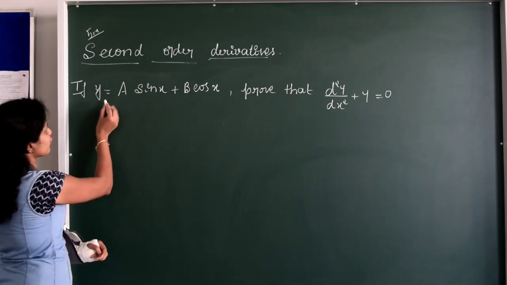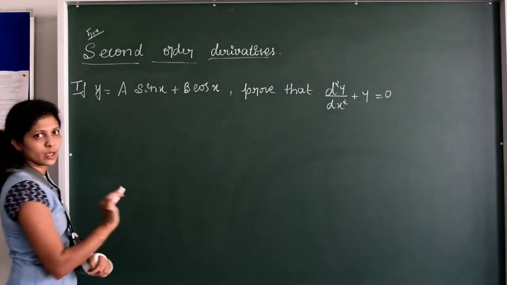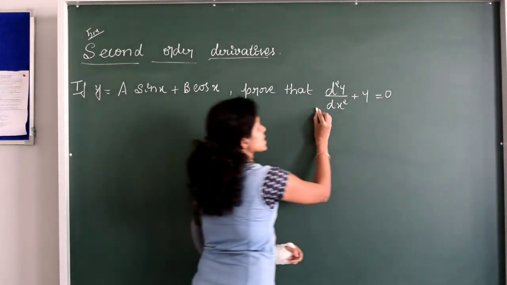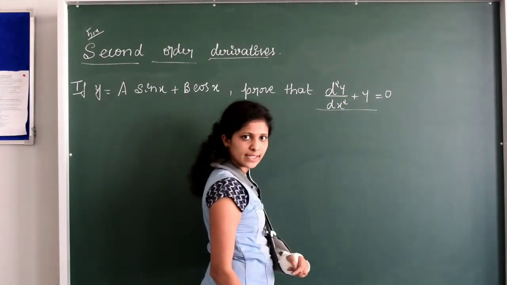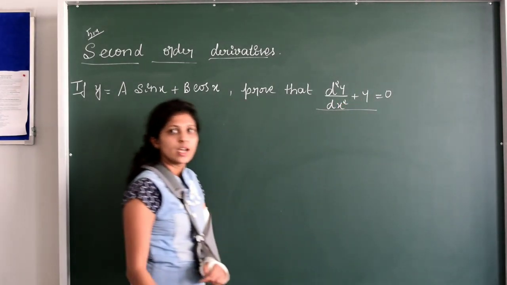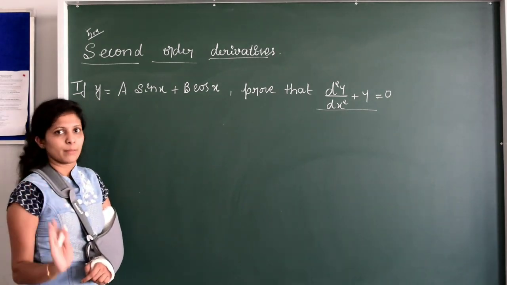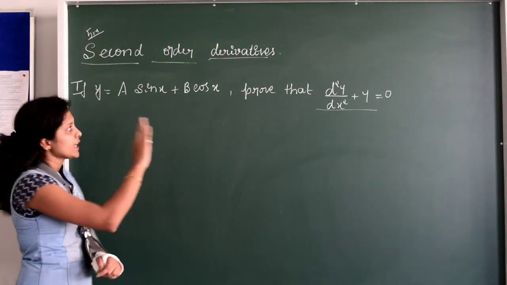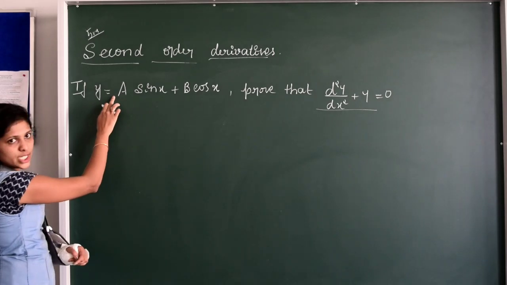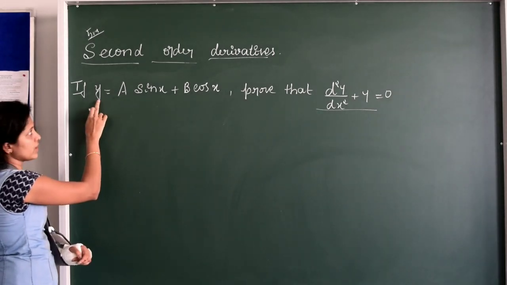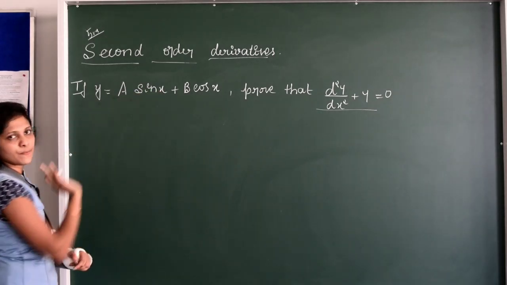See this. If y is equal to a sin x plus b cos x is given, prove that d square y divided by dx square plus y is equal to 0. This type of problem is important for 5 marks, okay? I mean proving problems. Here the function is given. Directly you take this one. y is equal to a sin x plus b cos x.